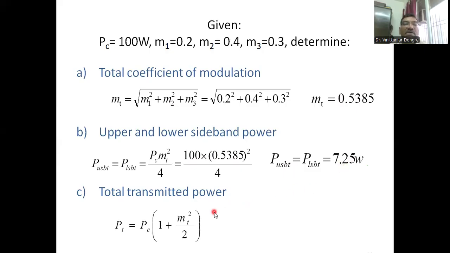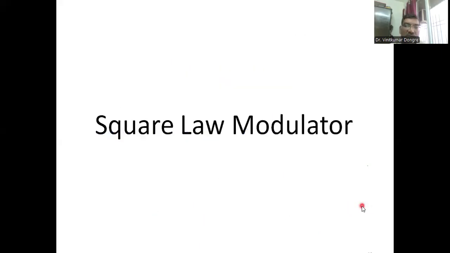Total transmitted power can be found by this formula or by adding all of these. So it is simply 114.5, because 100 is the carrier, 7.25 upper sideband, 7.25 lower sideband. So 7.25 plus 7.25 is 14.5, plus 100. Or you can use this formula. Both the formulas are there. You can use either one.